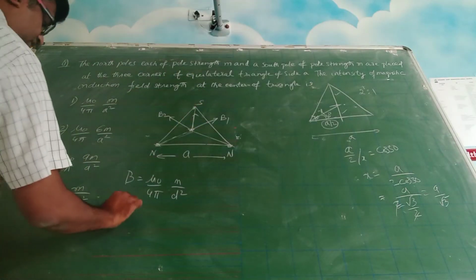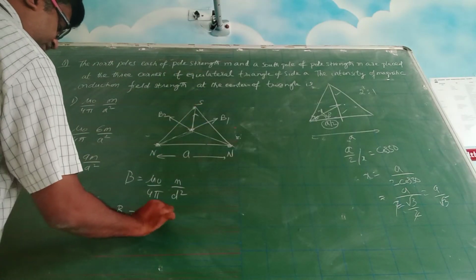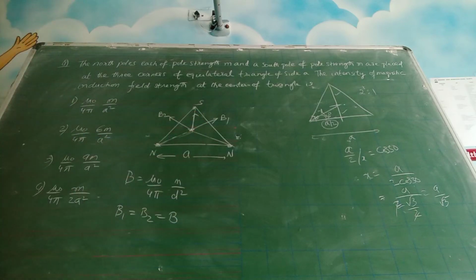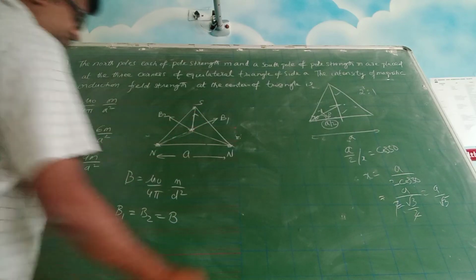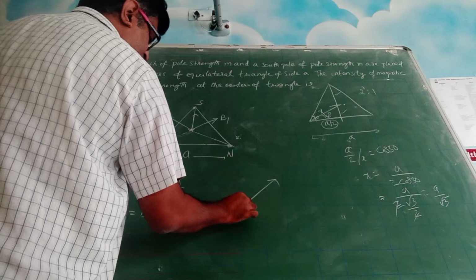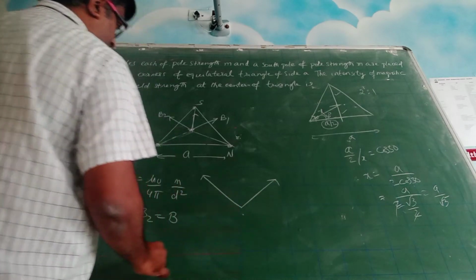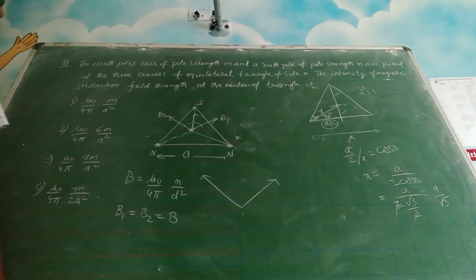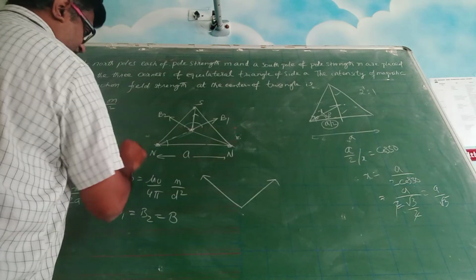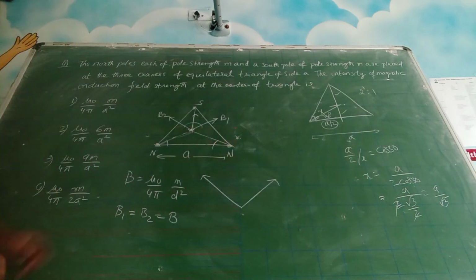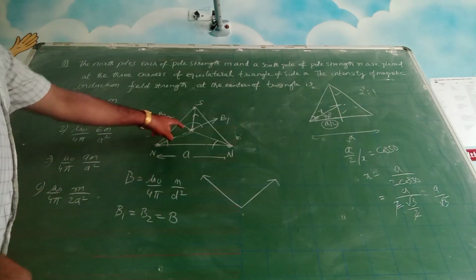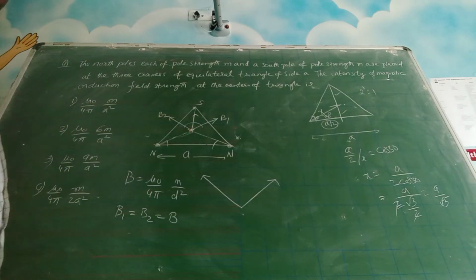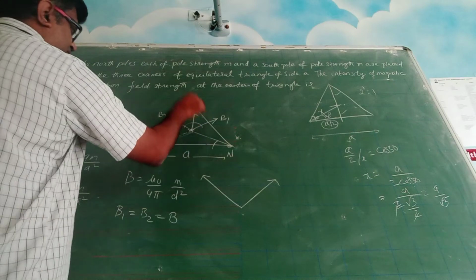So you can write here that B1 is equal to B2 is equal to B basically. You have a situation like this where you have one B like this, another B like this, and what is the angle between them? That we need to find out now. This is 30, so this is 30. 30 plus 30 is 60. So this will be 120, and this will be 60.